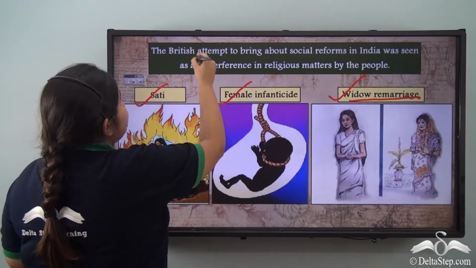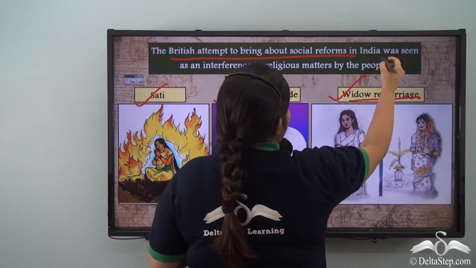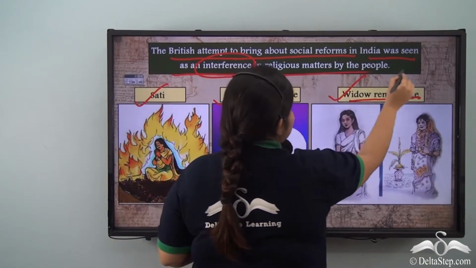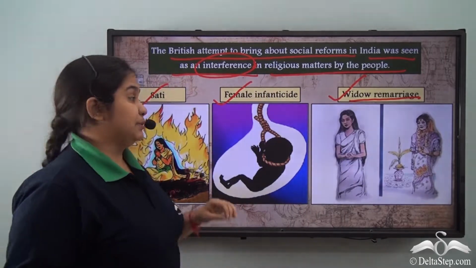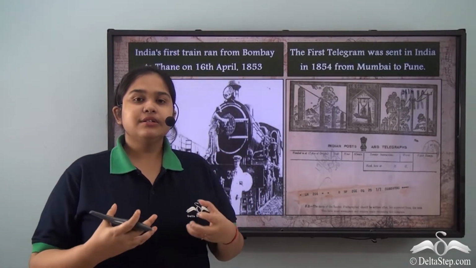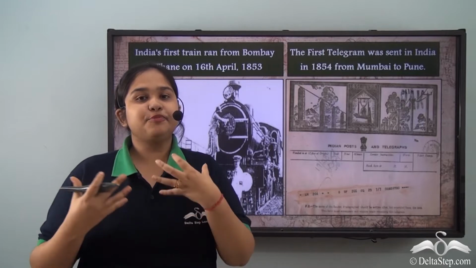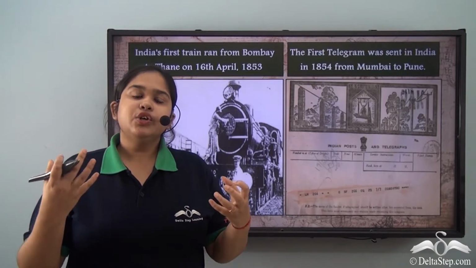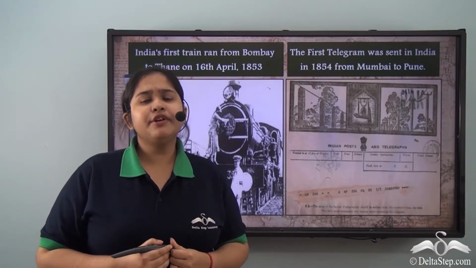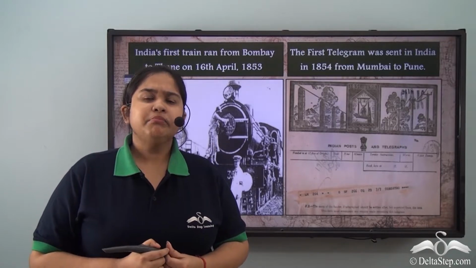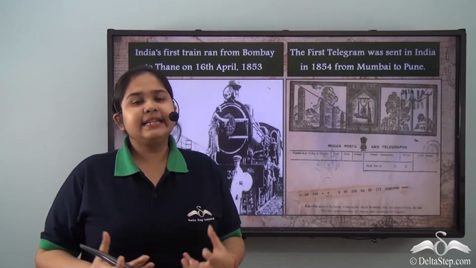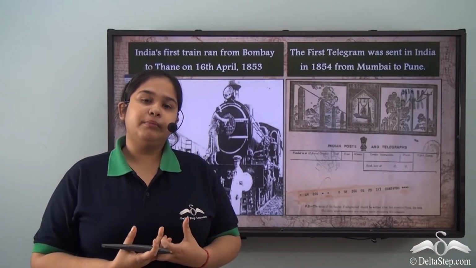So we see that the British attempted to bring about social reforms in India, which was seen as an interference in their religious matters by the common people. Now we see that the Indians are growing suspicious about every act that is being done by the colonizers, and it is not baseless suspicion per se, because the colonizers have been intervening into the private matters of the Indian people, the masses, and things that they are not aware of as well.